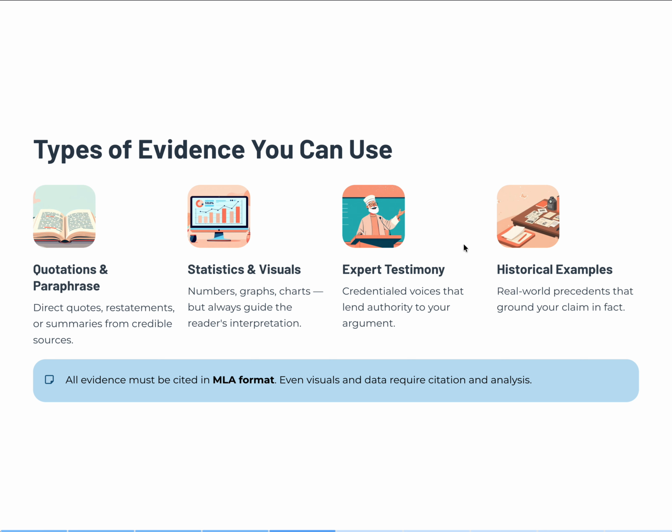Okay. In your research paper, your evidence might include direct quotations from scholarly sources, paraphrased research, summary of larger arguments, statistics or data, expert testimony, historical examples, even visuals or charts. But here's the important part. Statistics and visuals don't speak for themselves either, so you want to make sure that you explain them. Otherwise, they're just open to interpretation. You must guide the reader through what the data means and why it supports your overall argument. And of course, make sure that everything is in MLA format.